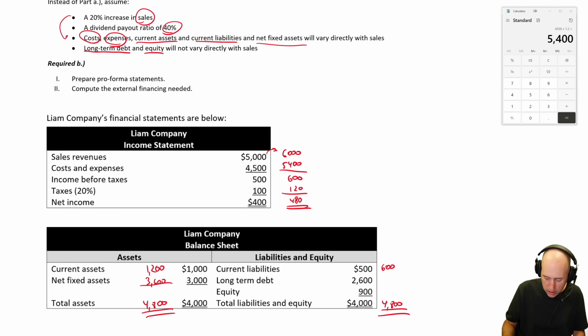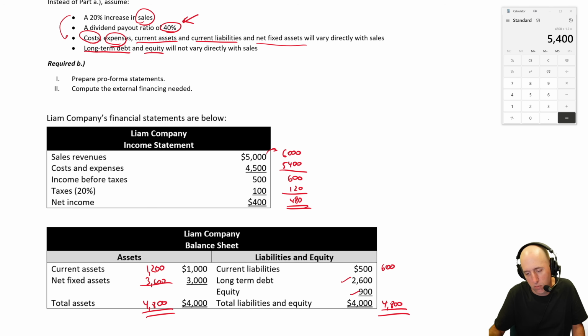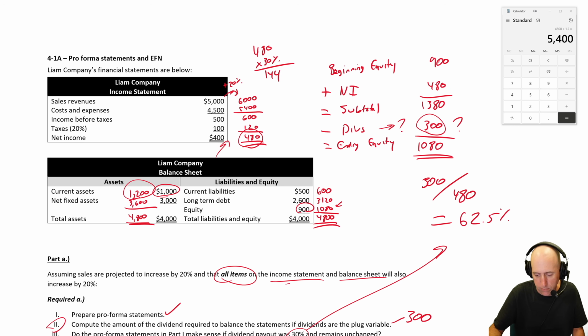Okay, so what are we left with? We don't know our debt and we don't know our equity, except we have the tools to figure out the equity, because we know the dividend payout ratio is 40%. So let's figure out our equity. Our equity starts at $900. We're going to use the same formula as above. Let me just remind you of what it is. Beginning equity plus net income, we subtotal, minus dividends to get ending equity.